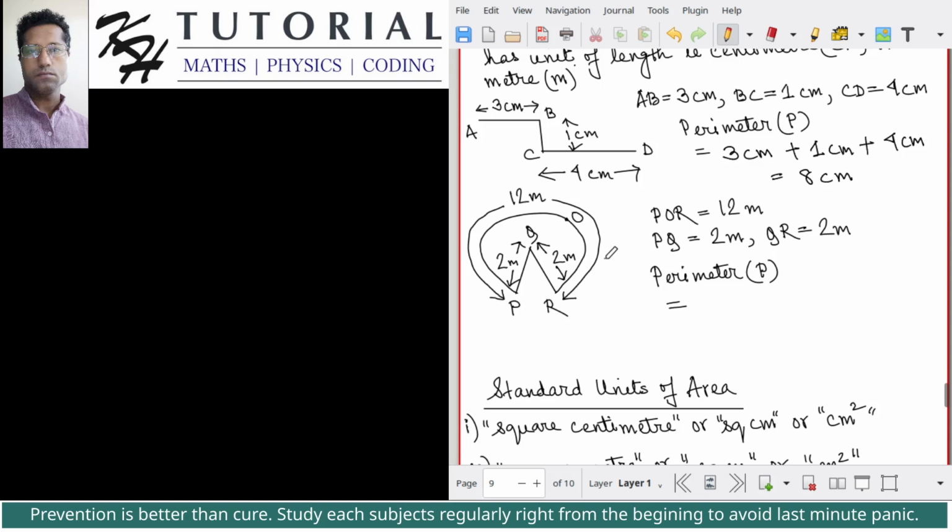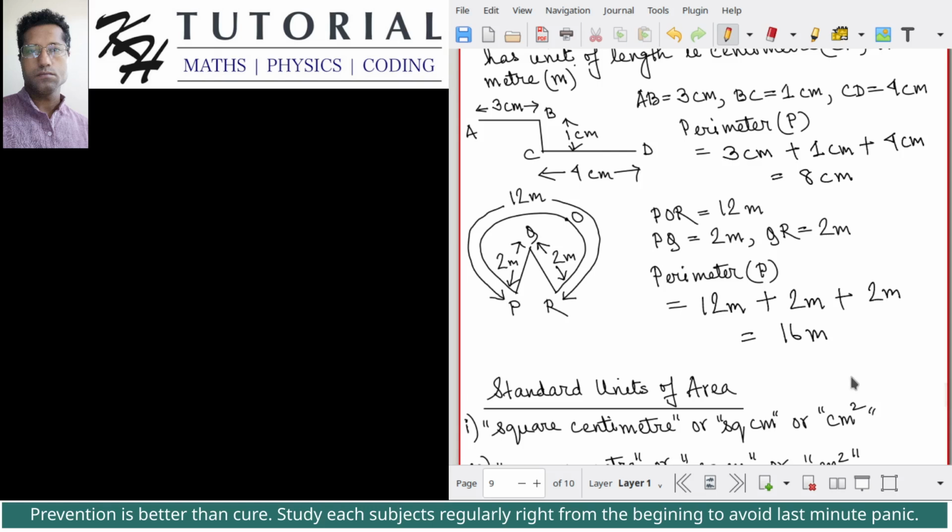So what will be the perimeter of this figure? We must first understand what the boundary of this figure is. The boundary is made up of the curved path PQR and the line segments PQ and QR. So the perimeter will be the length of the curved path, which is 12 meter, plus the length of PQ, which is 2 meter, plus the length of QR, which is also 2 meter. This is equal to 16 meter. So the perimeter of this closed figure is 16 meter.